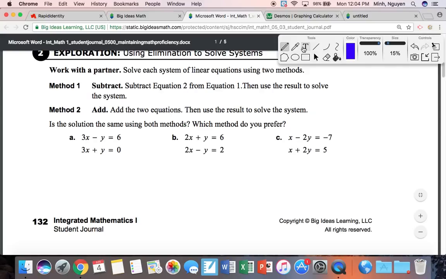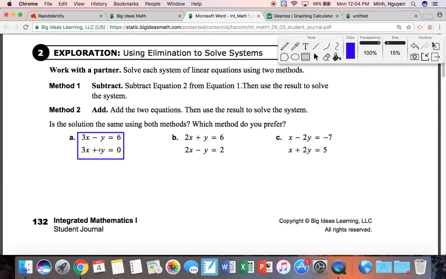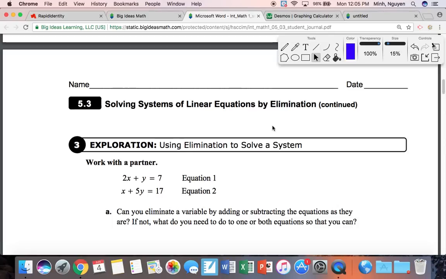So moving on. Now these problems are nice and easy. I have 3 and 3. If I subtract, that makes 0. I have negative 1 and positive 1. If I add them, that makes 0. I have 2 and 2, I could subtract. I have 1 and 1, I could subtract. All that's easy because they have the same coefficient. So 3 and 3 match up. If those two numbers are different, it would be a little more difficult, just a little bit.